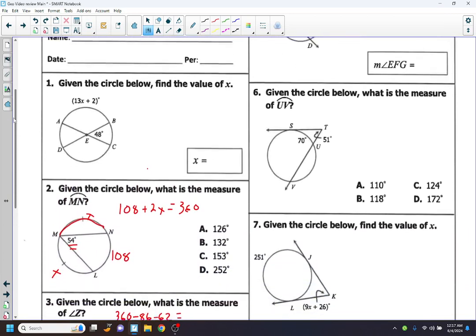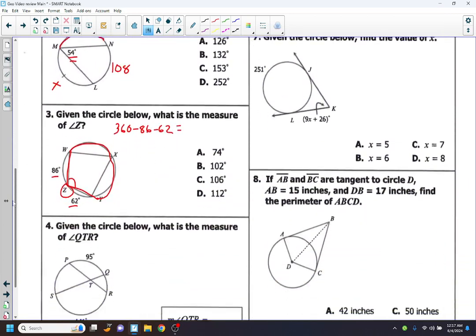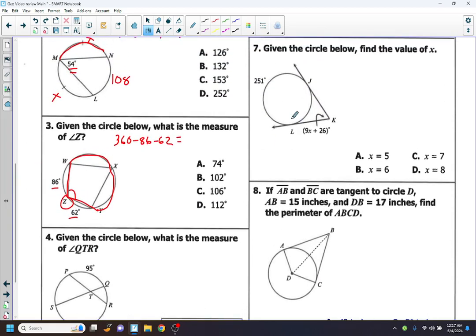5, you've done that. 6, we've done that. 7, we've done that. The setup for this one, though, this is 251. So I know this is the leftover circle because there's only two parts of the circle. So this should be 360 minus 251, 109. And then this is 9x plus 26. So 251 plus 109. I'm sorry, minus 109 divided by 2 equals 9x plus 26.